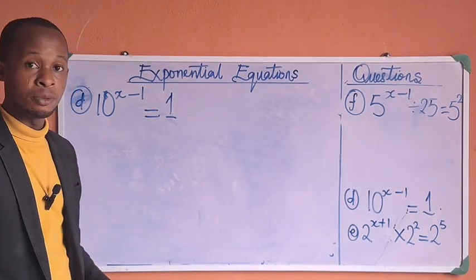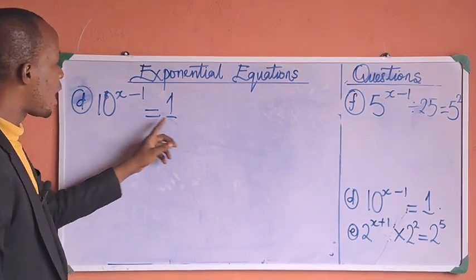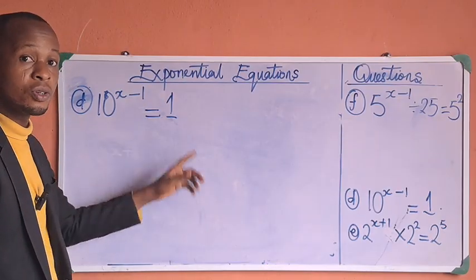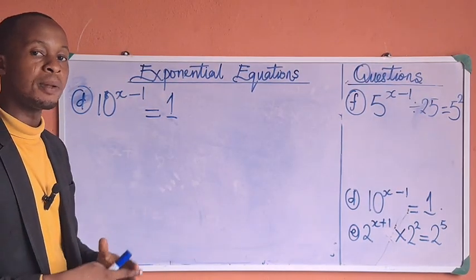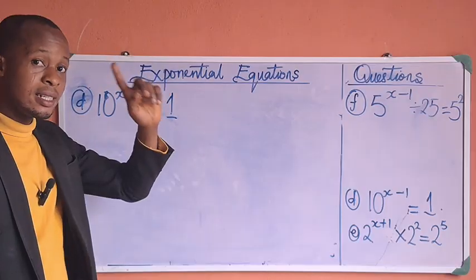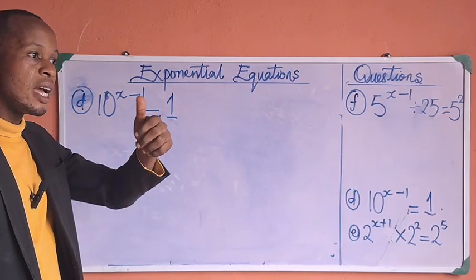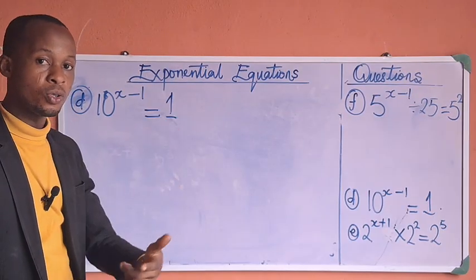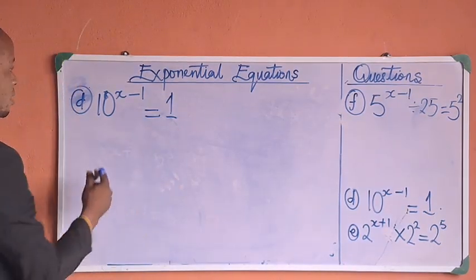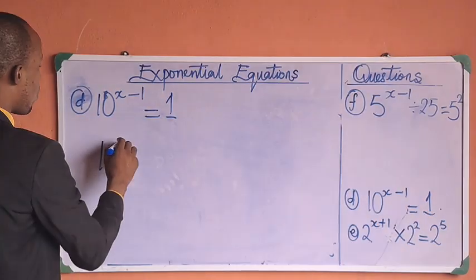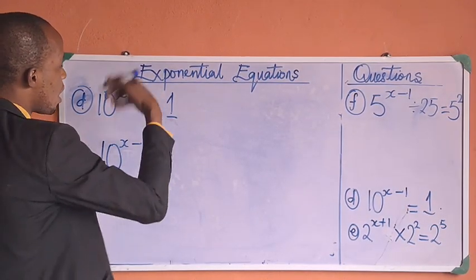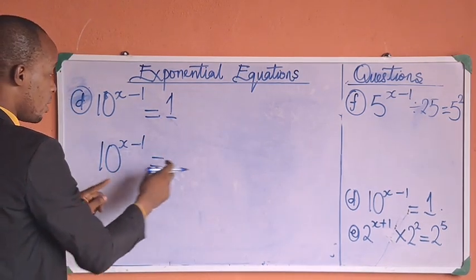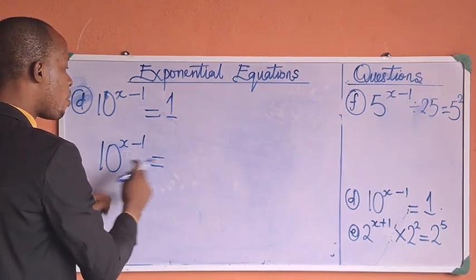The same principle, ensuring that we have common bases on both sides of the equation. And how do we do that? We're going to be applying the zero index law, which says any non-zero number that has the power of 0 is equal to 1. In this case, my next step will be 10 raised to power x minus 1 equals, I will be reversing that zero index law for this number 10, for the two sides to have common bases.